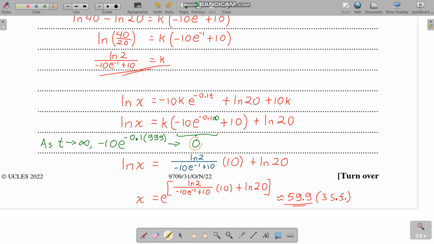So this is 0, which means we can replace all this thing with 0. But remember, we already know k. This is k, so we replace the k with what we have found before. So this is just 0 plus 10, which is 10. For the final answer, we can do e to the power of both sides. On the left we cancel out, we have only x. So e to the power of everything here is the value approached by x. Use a calculator and you should get 59.9 in 3SF.